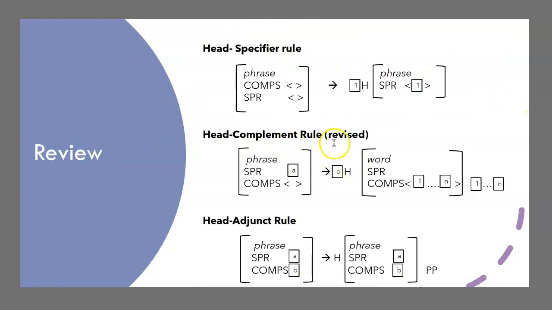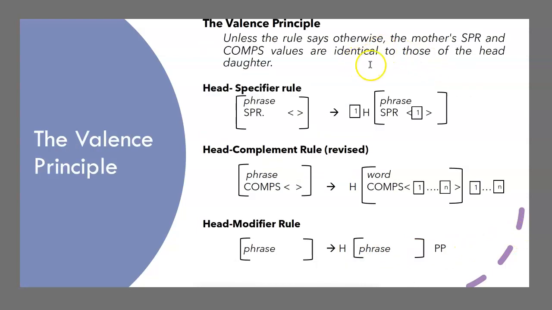Similarly, when you look at the head complement rule, the complement's value changes, but the specifier value doesn't change. So we don't need to specify that because by the valence principle, the mother node's specifier value is identical with the head daughter's specifier value. Similarly, in the head modifier rule, the values do not change, right? So we don't need to specify that values do not change. It is the valence principle which mentions that.